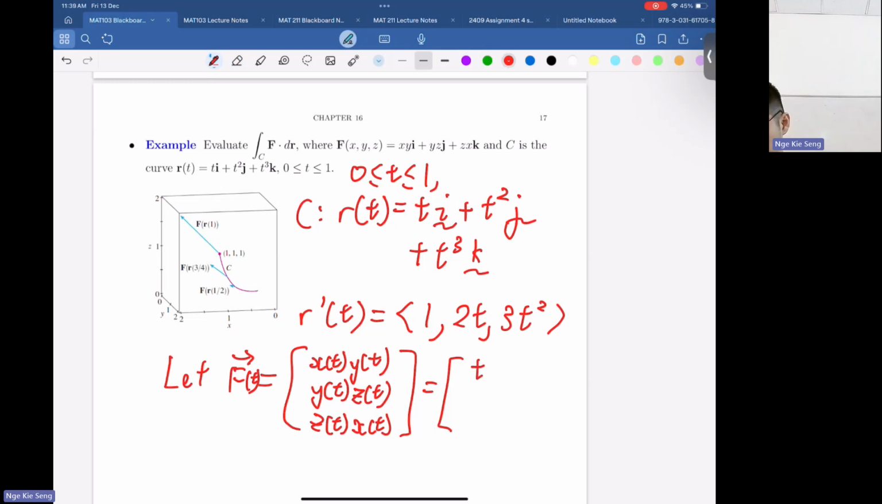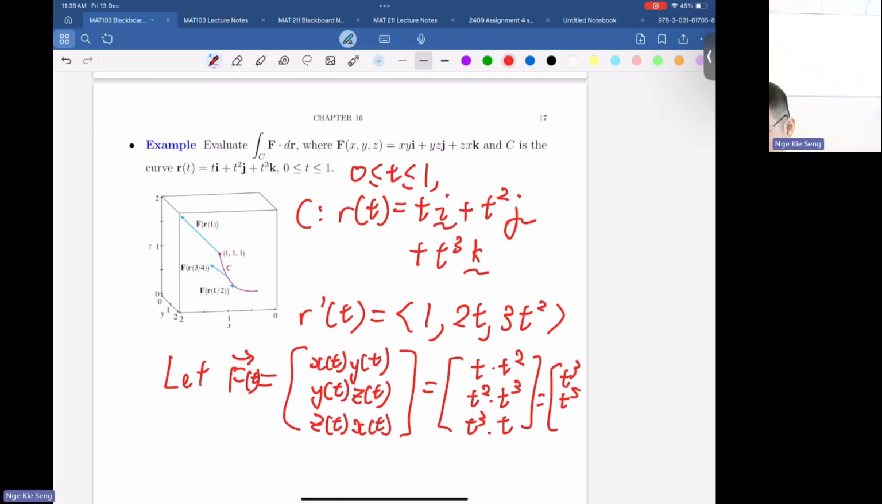You just put x equals t, and then y equals t squared, and z equals t cubed.